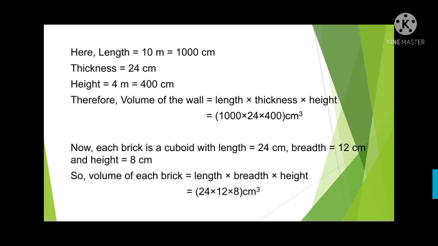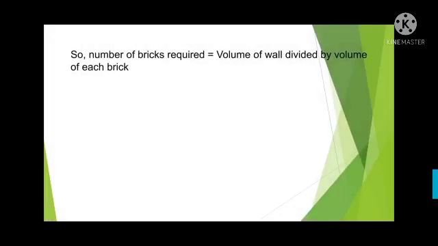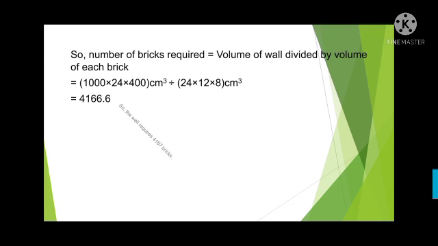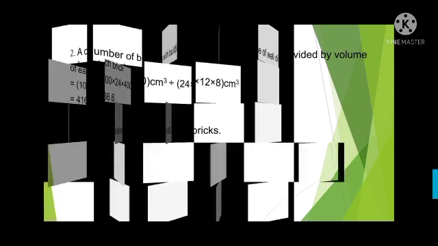Now to calculate the number of bricks required, we have to divide the volume of the wall by the volume of each brick. So here I have divided and we get this number. So these are the number of bricks required to build that wall. So you have to write the ending statement. So the wall requires 4167 bricks.